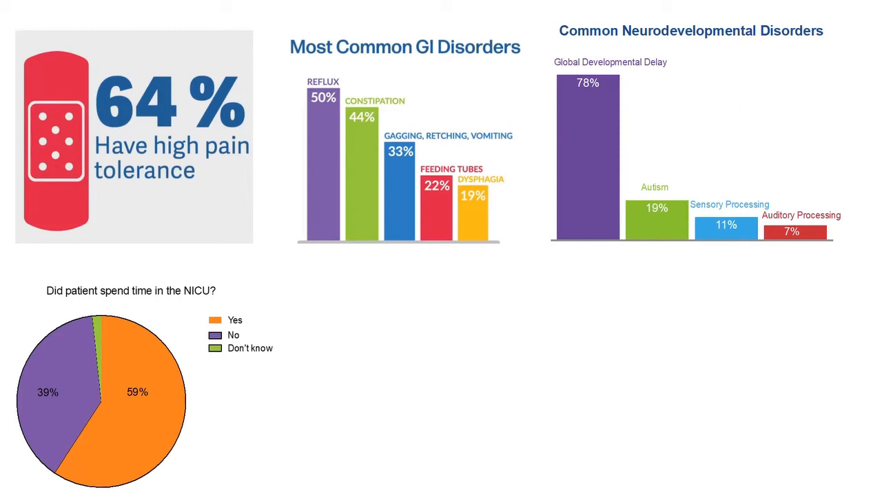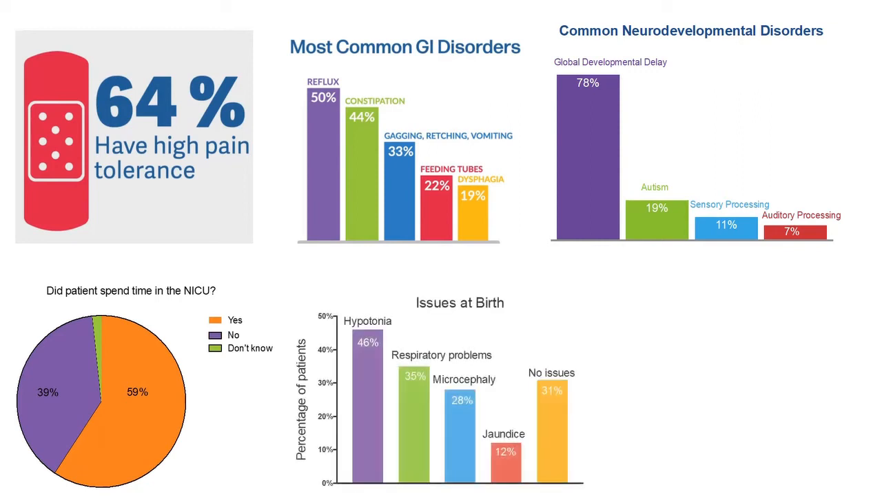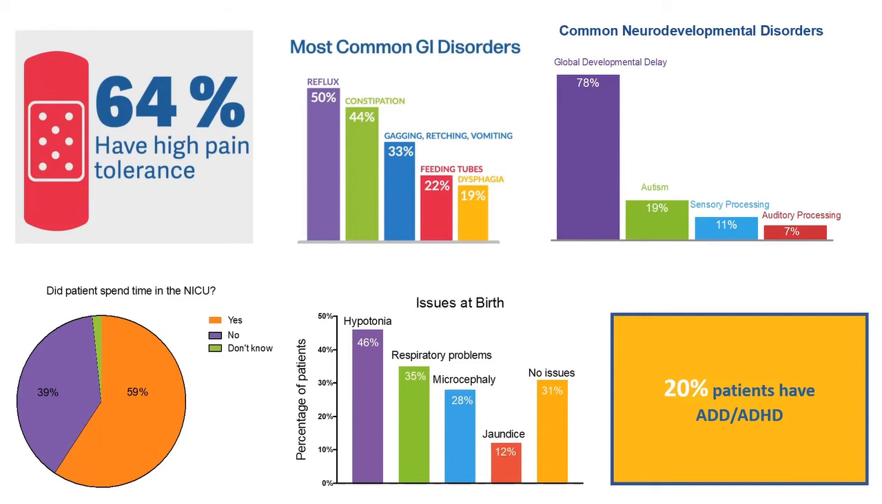Did the patient spend time in the NICU? Almost 60% of the patients did spend time in the NICU when they were born. Some of the newer data I looked at, so the issues at birth that we saw with the KAT6A patients, according to the registry, 46% had hypotonia, 35% respiratory problems, 28% microcephaly, 12% jaundice, and 31% no issues. And the other interesting finding that I just analyzed recently is that 20% of patients have ADD or ADHD.